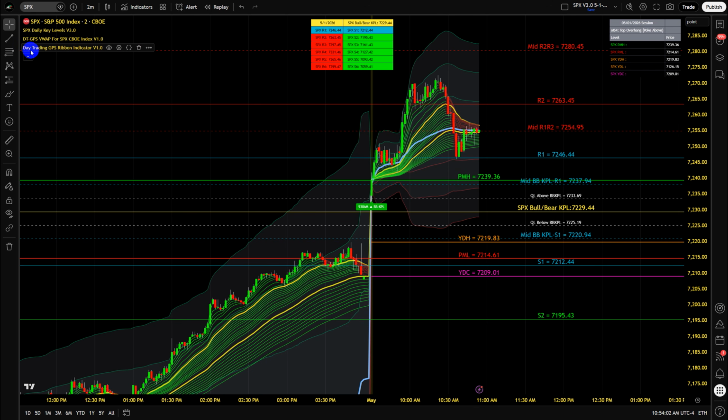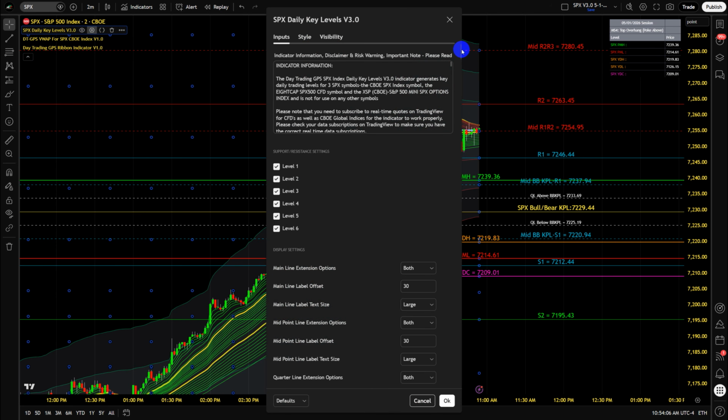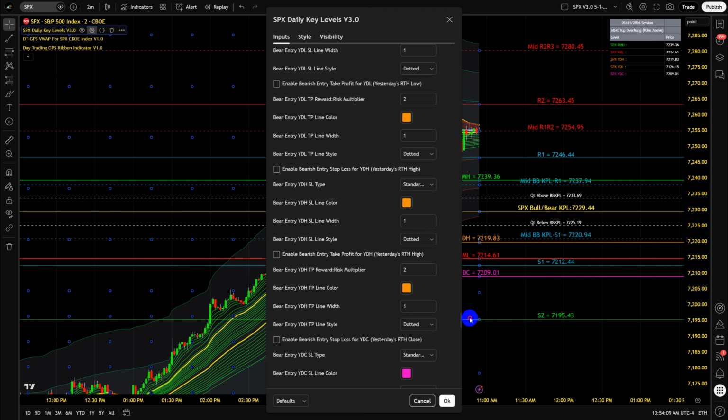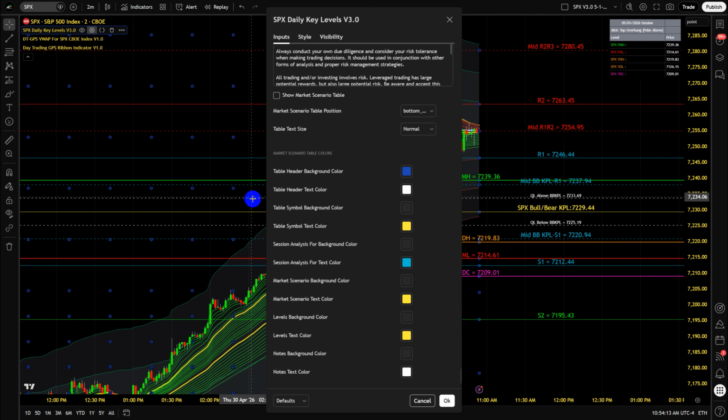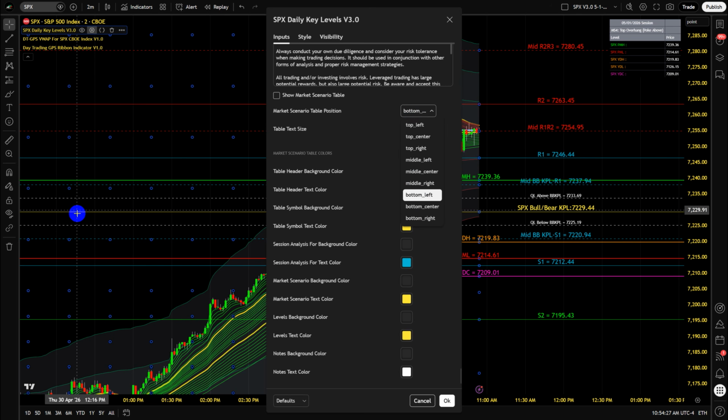For example, if we go into the user control panel, you simply go down to the bottom here and you will see show market scenario table. Now this is a fairly large table. It is set to a normal size. You can change the size to smaller or larger, and you can also change the table position. It is set to bottom left over here, but you can change it.